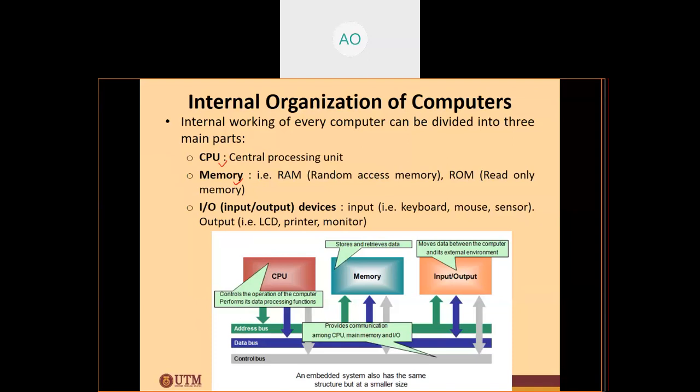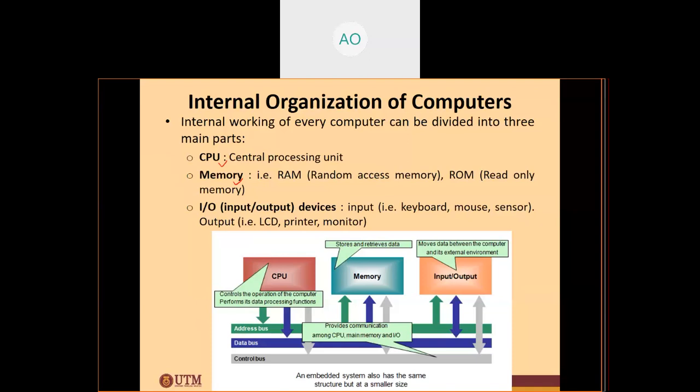There are two types of memory. One is random access memory. The other one is read-only memory. This memory is used to store data, either temporarily or forever.